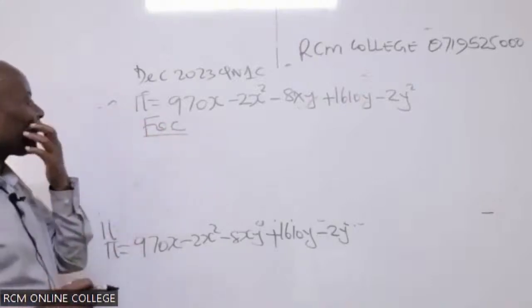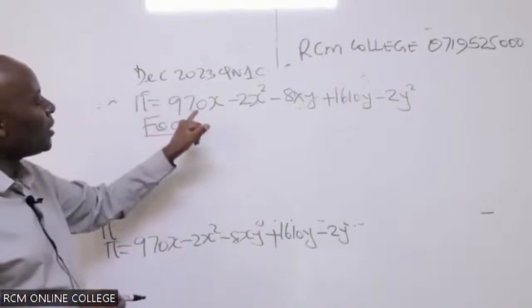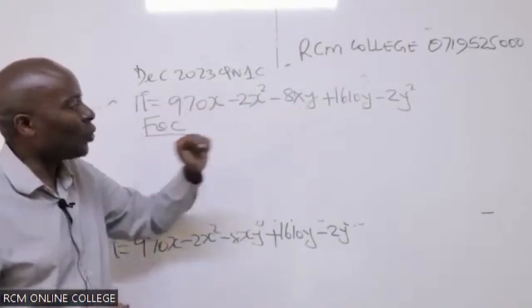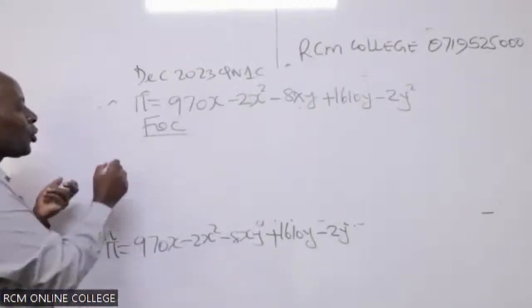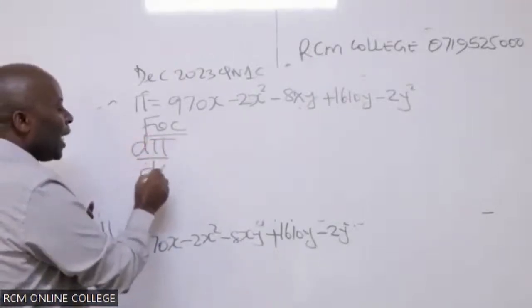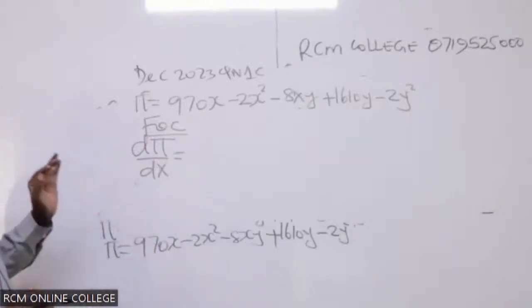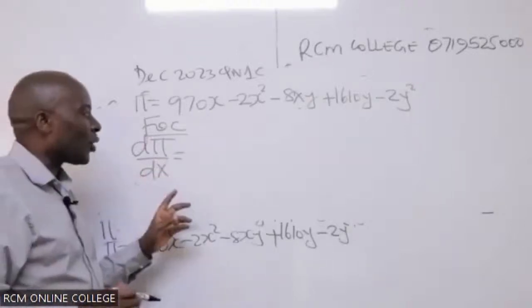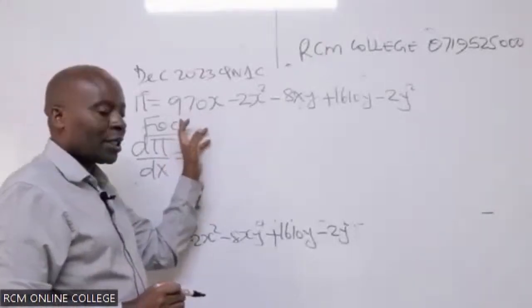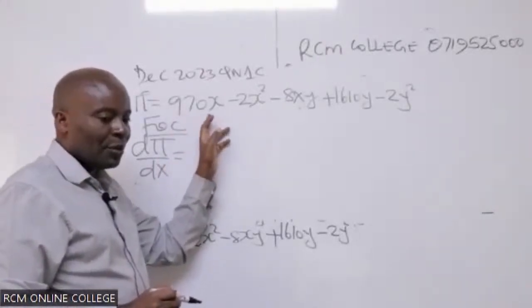So first order condition tells me to differentiate this. As I start differentiating, I realize, hey, this has got x, it has got y as well. No problem. So I'm going to use what we call partial derivatives. So I'll come and say d profit over dx. Now I'm only chasing terms that have got x. So can you kindly give me this answer? 970x differentiated with respect to x gives me what here?